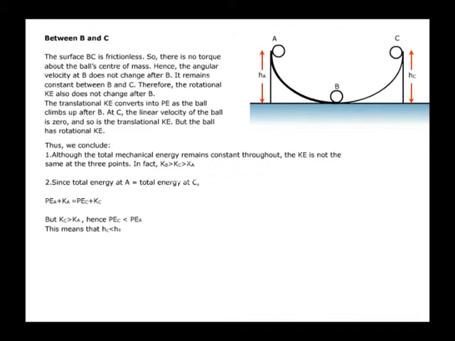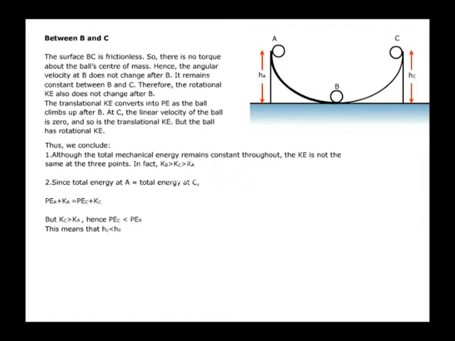So, obviously, there is no torque about the ball's center of mass. Hence, the angular velocity at B does not change after B. It remains constant between points B and C. And therefore, the rotational kinetic energy also does not change after the point B. The translational kinetic energy, however, converts into potential energy as the ball climbs up after B. At C, the linear velocity of the ball is 0, and so is the translational kinetic energy. But we must note that the ball has rotational kinetic energy at point C.